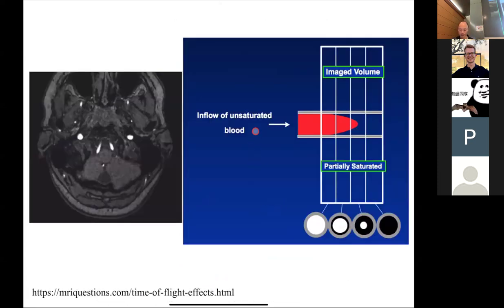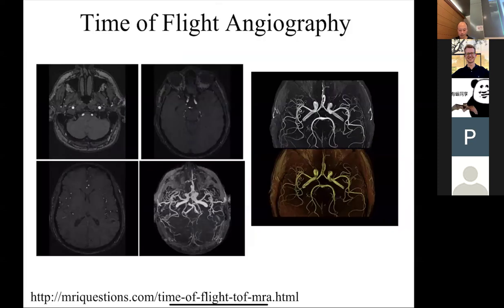This is another view of that, where essentially stuff is saturated and the stuff coming in is not as saturated. And so you're sort of seeing that inflow effect already. All the bright spots here are spins that have flowed in and haven't seen as many RF pulses. And so that's showing you where blood is flowing. And then you can get these really beautiful images of the brain, okay?